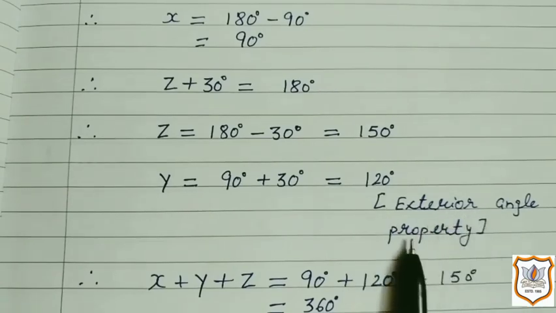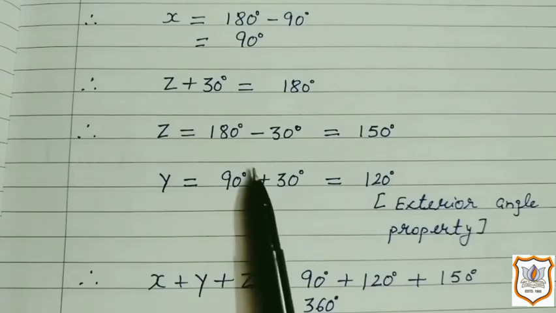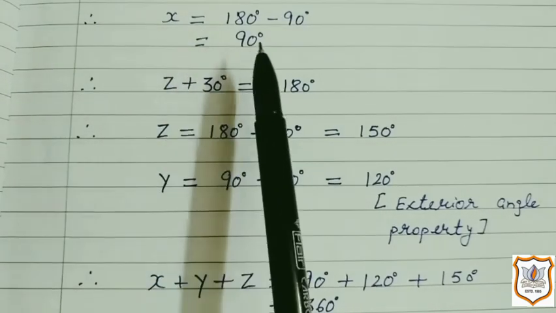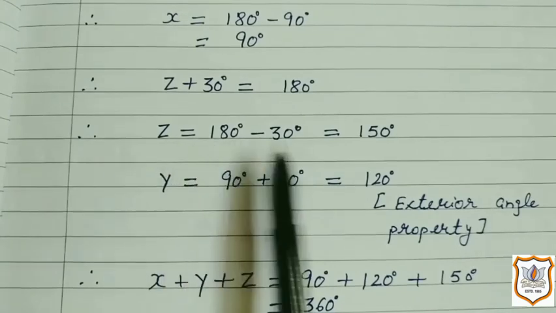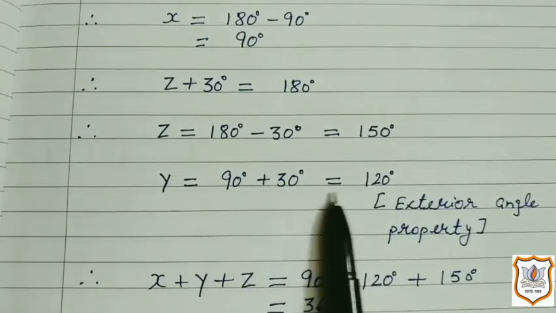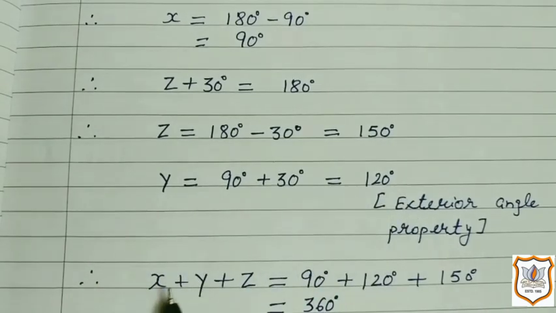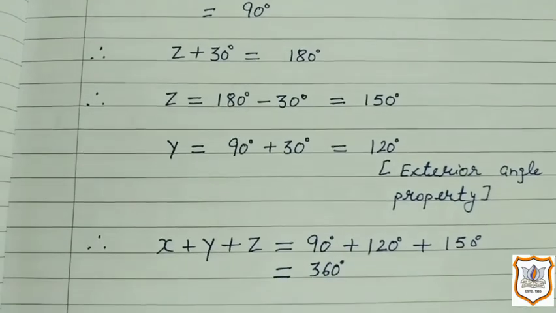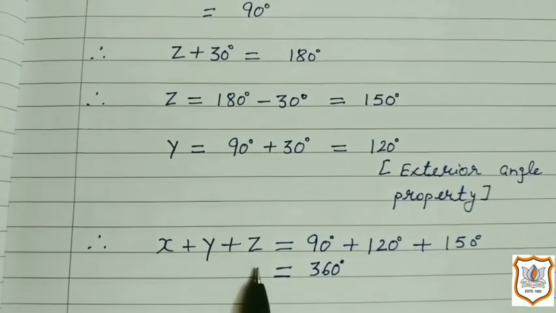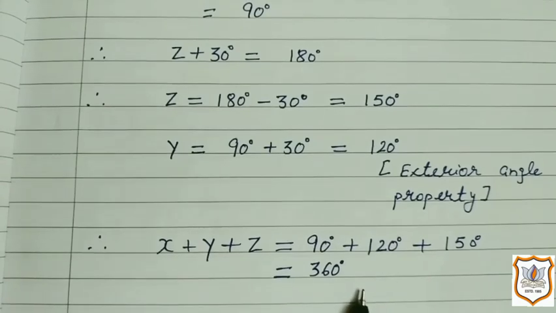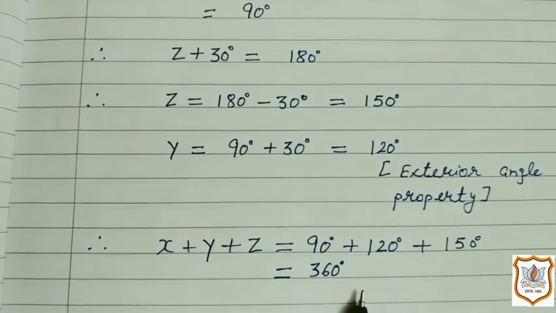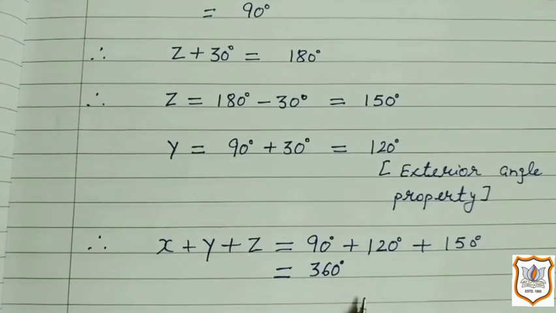Use exterior angle property. So now we find out value of x as 90, value of z as 150 and value of y as 120. So we can find out the sum of x plus y plus z is equal to 90 plus 120 plus 150. We get 360. So students, x plus y plus z is 360. Clear? Exercise 3.1 has completed.